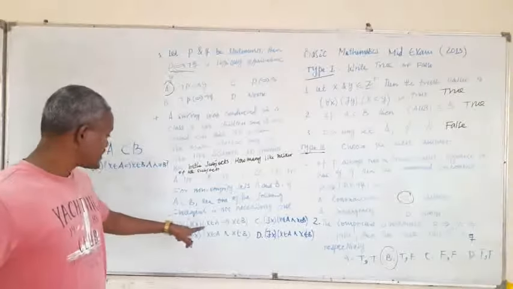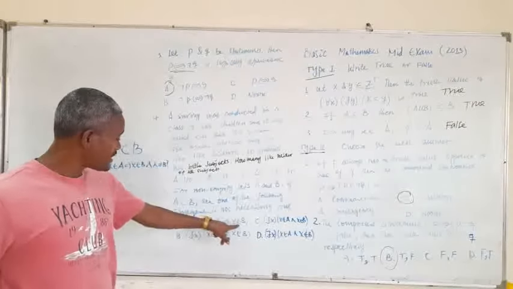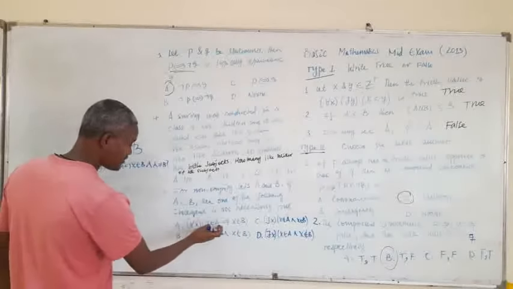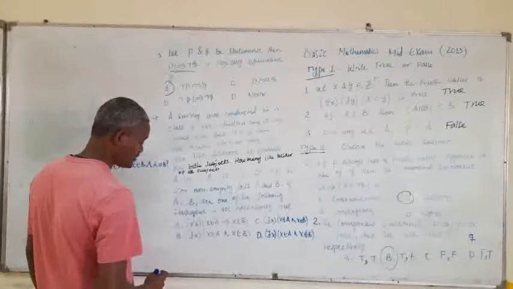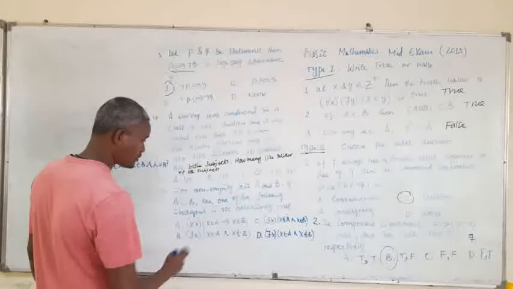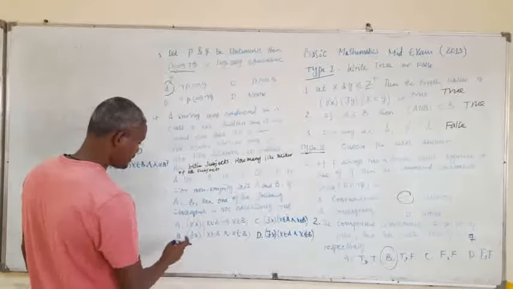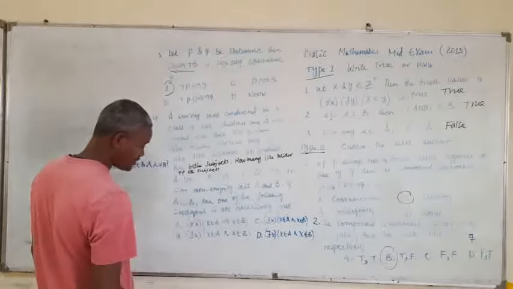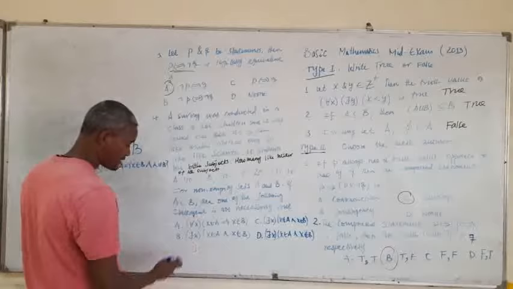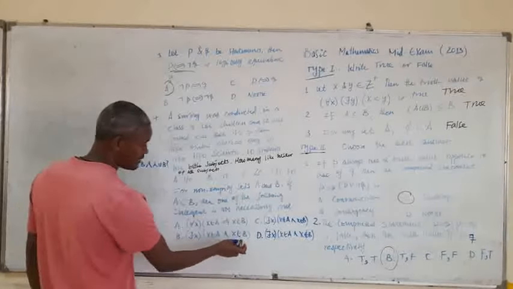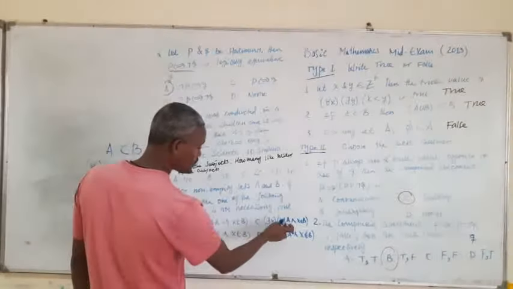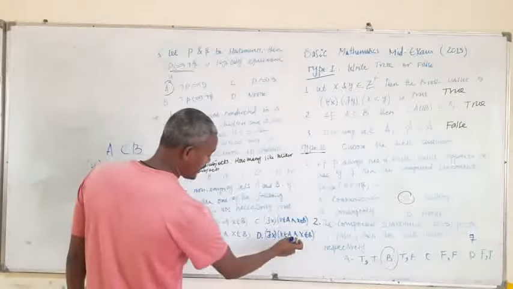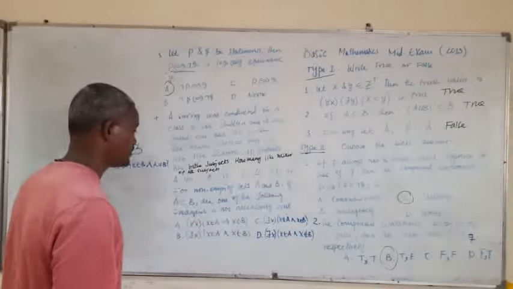For all x, x an element of A implies x an element of B. The other options: there exists x an element of A and x an element of B; there exists x not an element of A and x an element of B; and there exists x an element of A and x not an element of B.